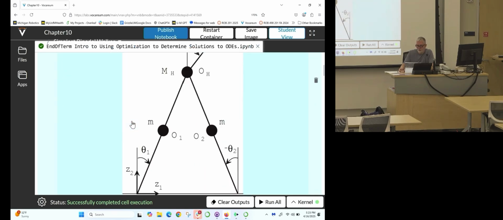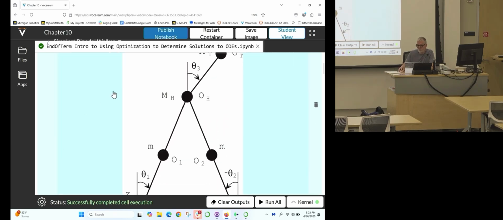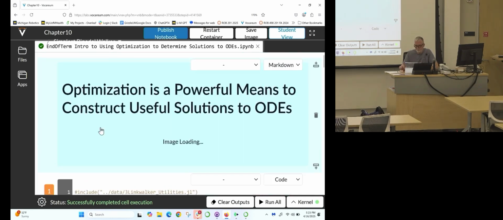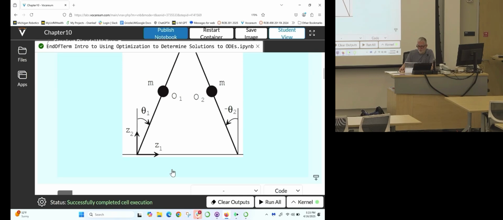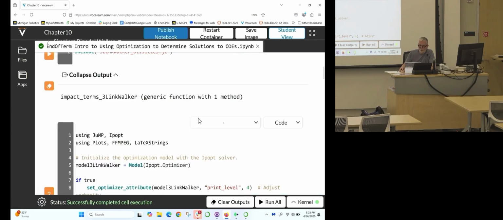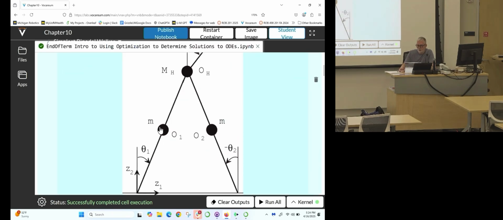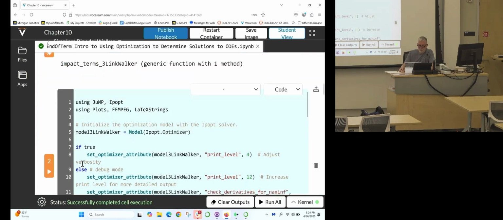Okay, so this is kind of the simplest possible walker that you can have. It's got a torso and 2 legs. This one has no knees, so it can only shuffle, okay? But it's got 3 legs. It's simple, just a point mass at the head, a point mass at the hips, and 2 point masses where the knees would be, okay? So that's the robot.